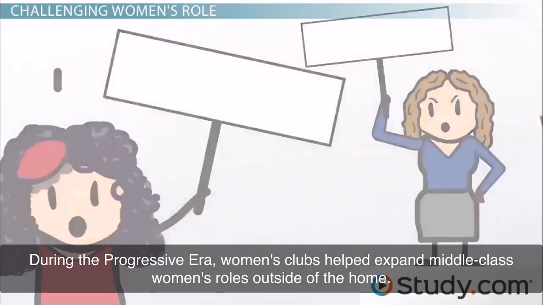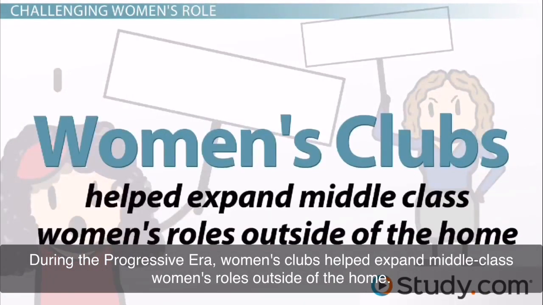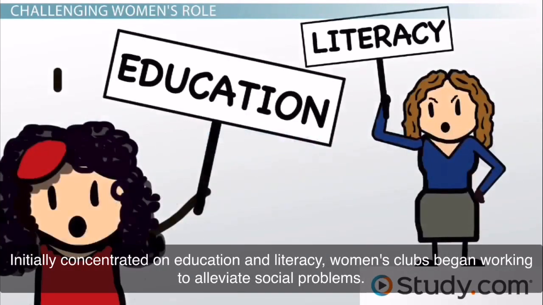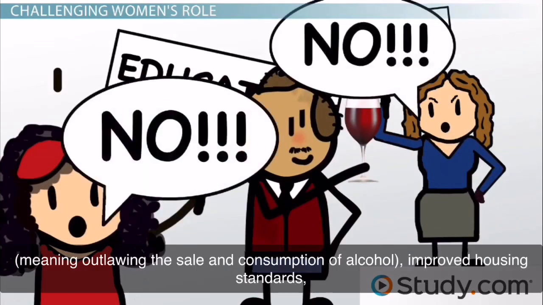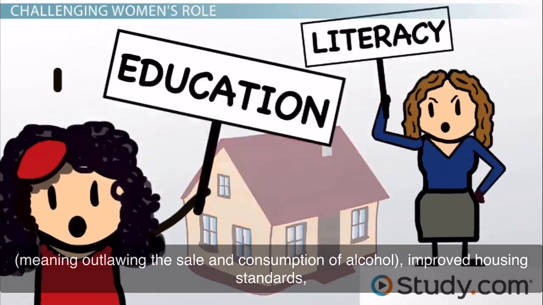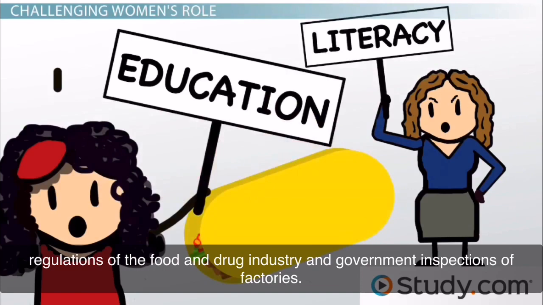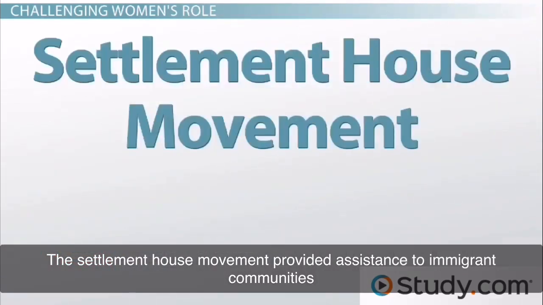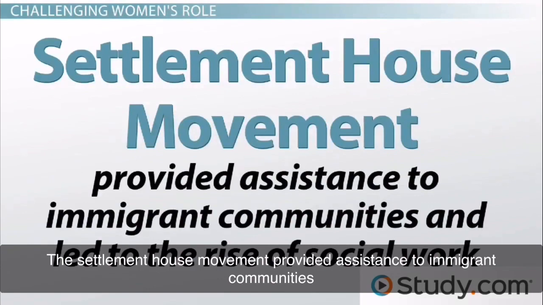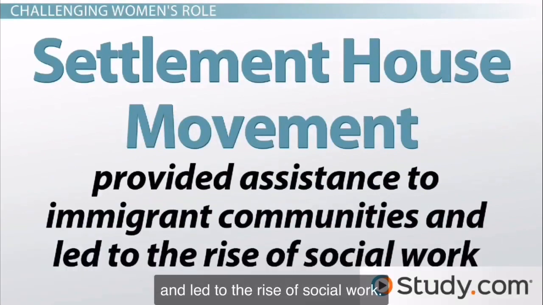During the Progressive Era, women's clubs helped expand middle-class women's roles outside of the home. Initially concentrated on education and literacy, women's clubs began working to alleviate social problems. Women were key players in the push for prohibition, meaning outlawing the sale and consumption of alcohol, improving housing standards, regulations of the food and drug industry, and government inspections of factories.